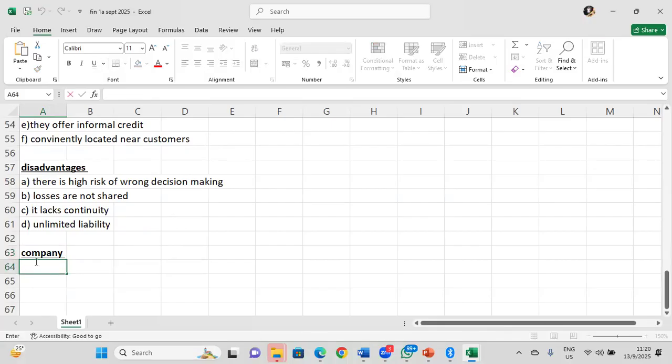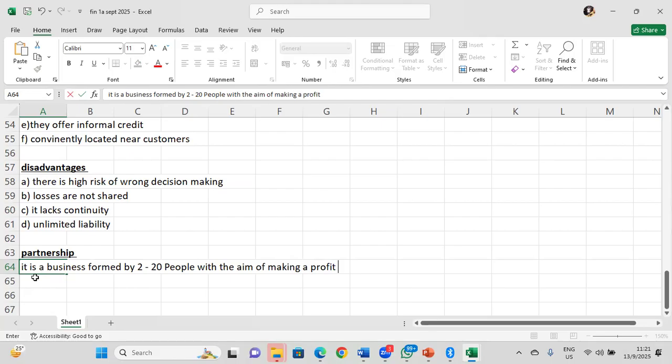Before we get to a company, let's talk about a partnership. So what kind of a business is a partnership? A partnership is a business formed by 2 to 20 people with the sole aim of making a profit. So for a partnership, we have 2 to 20 people coming together to start the business.